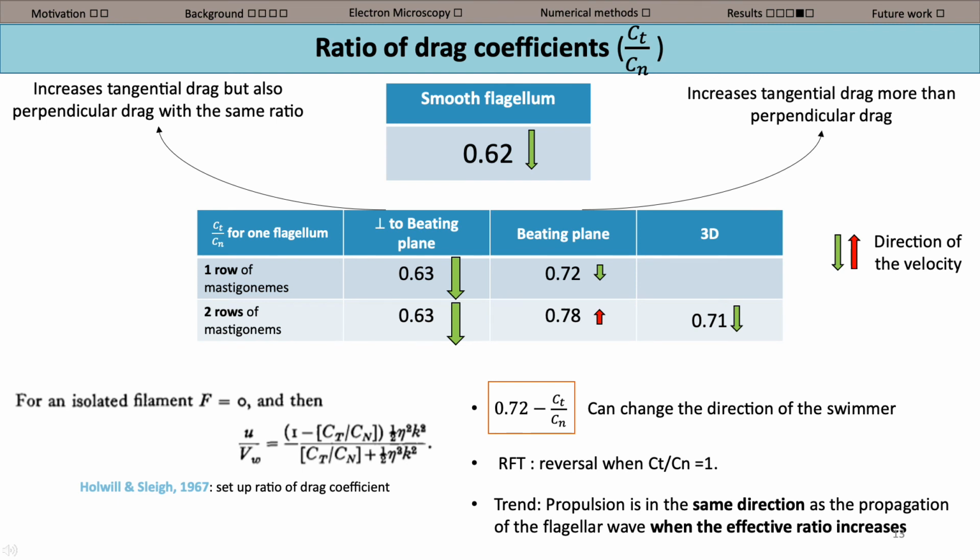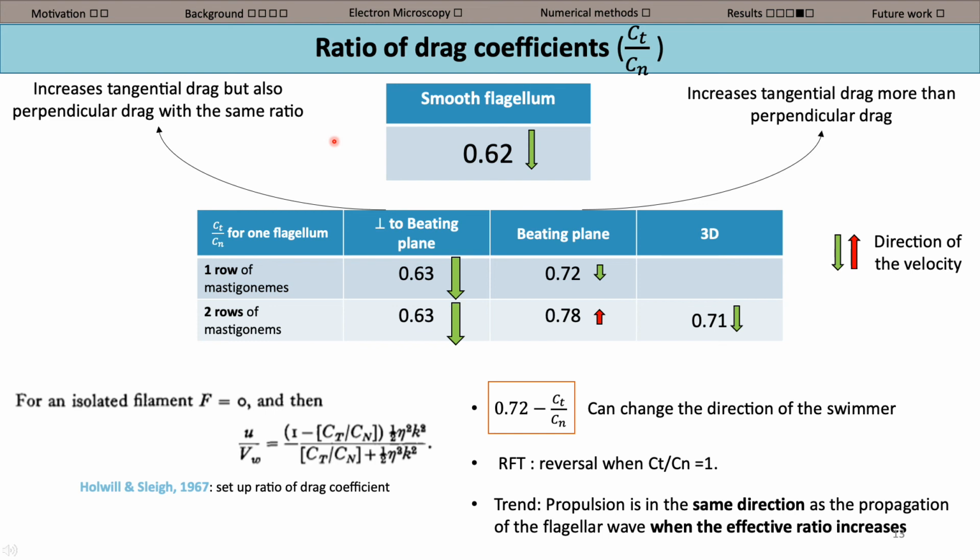We then computed the ratio of the tangential drag coefficient over the normal drag coefficient, which describes the direction of the velocity according to Hall-Williams-Slade. And from the resistive flow theory, if this ratio is equal to 1, then we will have a reversal of the thrust. We found a ratio of 0.62 for the smooth flagellum and almost the same number when the Mastigonemes are displayed in the plane perpendicular to the beating plane. So we could explain that if we have an increase of the tangential drag with the same ratio as the perpendicular drag, then this ratio doesn't really change.